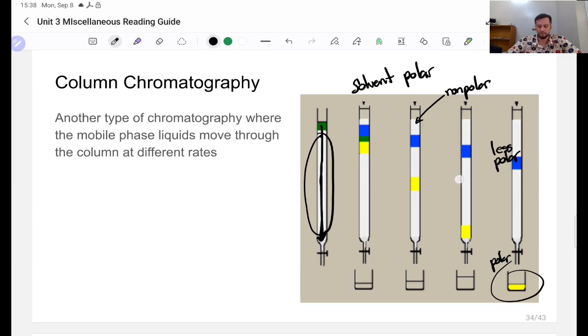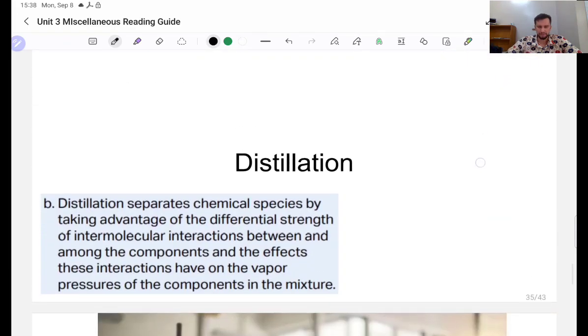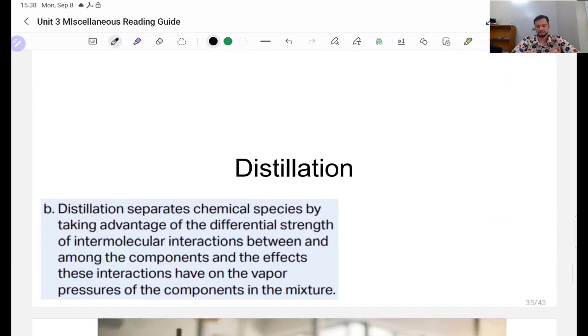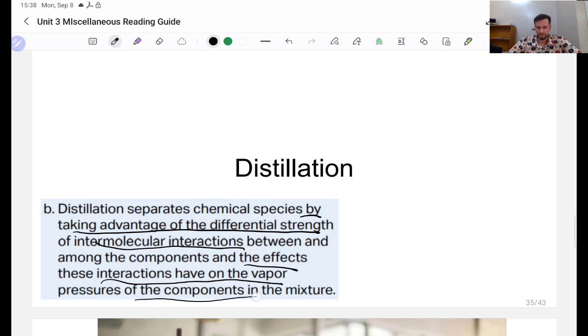Another type of separation we have is distillation. Distillation, as the standards for AP Chem say, separates chemical species by taking advantage of the differential strength of intermolecular attractions between them and the effects these interactions have on the vapor pressures. In other words, different substances have different boiling points and vapor pressures, and so they will boil at different times, and therefore you can separate them based on their difference in boiling point.